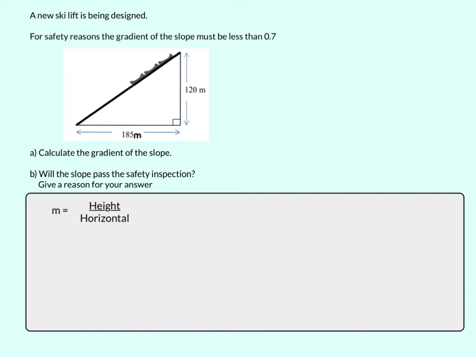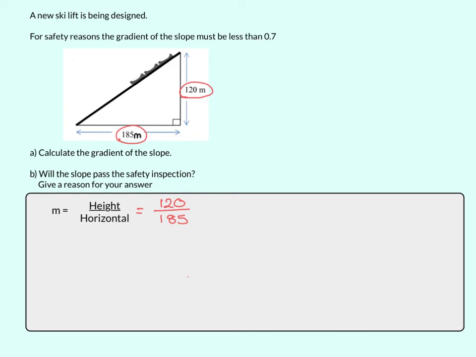Okay, and here's another real life one here. It's about a ski slope that's being built. So for safety reasons this time, the gradient must be less than 0.7. Okay, so again, the first thing we're being asked to do here is to calculate gradient. Okay, so part A, we've got a height of 120. And we've got a horizontal of 185.